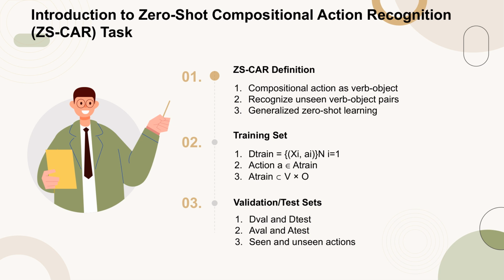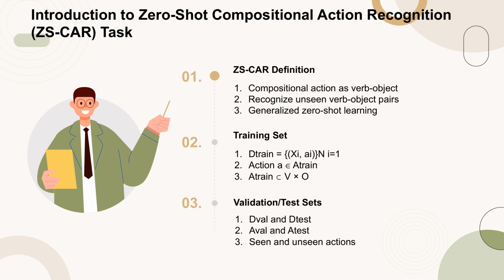The Zero-Shot Compositional Action Recognition (ZSCAR) task is defined as recognizing actions composed of verb-object pairs that have not been seen during training. This task requires a model to generalize beyond the training data, recognizing combinations of verbs and objects that were not explicitly paired in the training set.